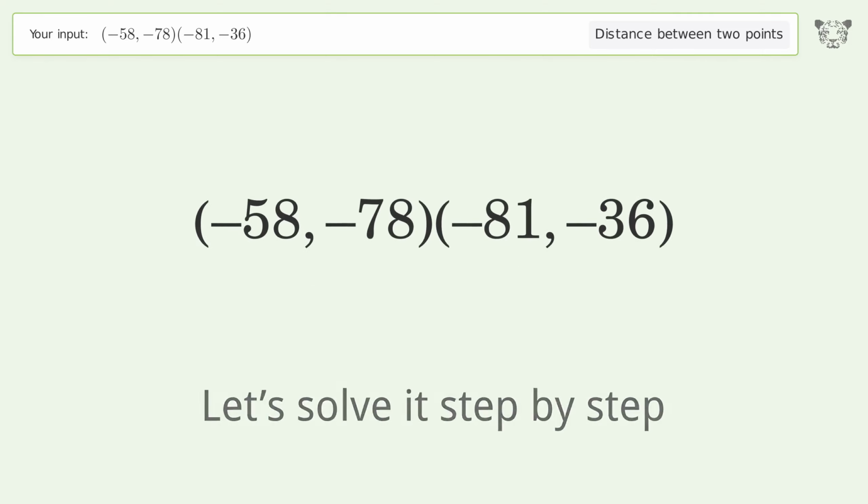The coordinates of point 1 are x1 equals -58 and y1 equals -78. The coordinates of point 2 are x2 equals -81 and y2 equals -36. D is the distance between the 2 points.